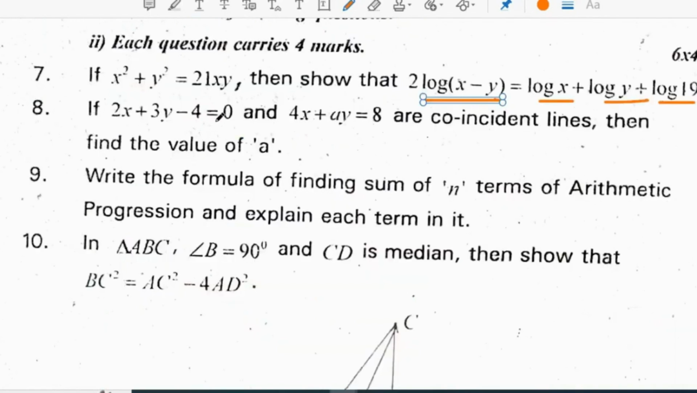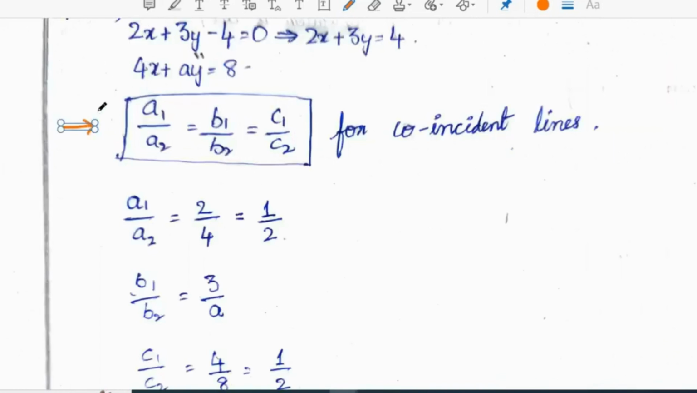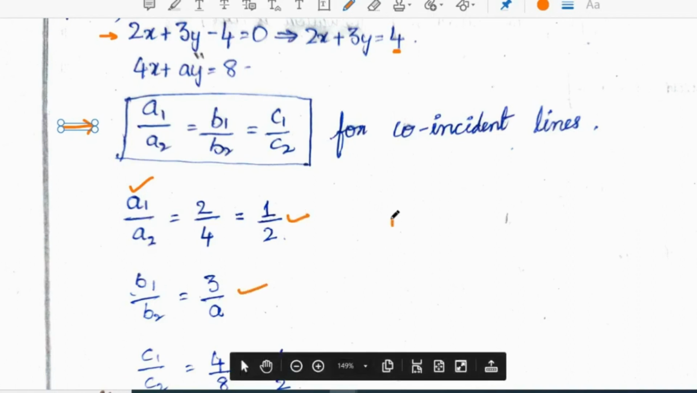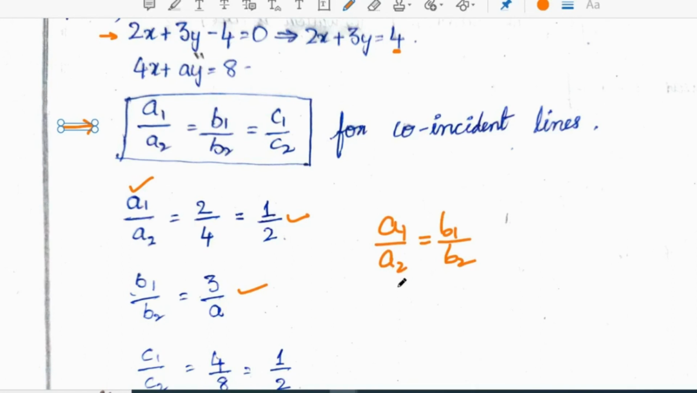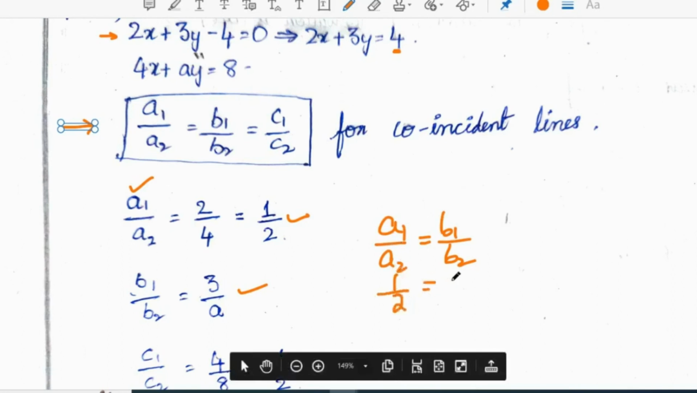Eighth question, if 2x plus 3y minus 4 is equal to 0 and 4x plus ay is equal to 8 are coincident lines, then find the value of a. So this is the condition of coincident lines. The two equations are 2x plus 3y minus 4 is equal to 0, 4x plus ay is equal to 8. When minus 4 goes to the other side, it will become plus 4. Now we will take the ratio of a1 by a2, which is 1 by 2, b1 by b2 is 3 by a, c1 by c2 is 1 by 2. You can equate a1 by a2 with b1 by b2 or b1 by b2 with c1 by c2, we'll get the same answer. So a1 by a2 is 1 by 2, b1 by b2 is 3 by a. If we do cross multiplication, a value will become 6.